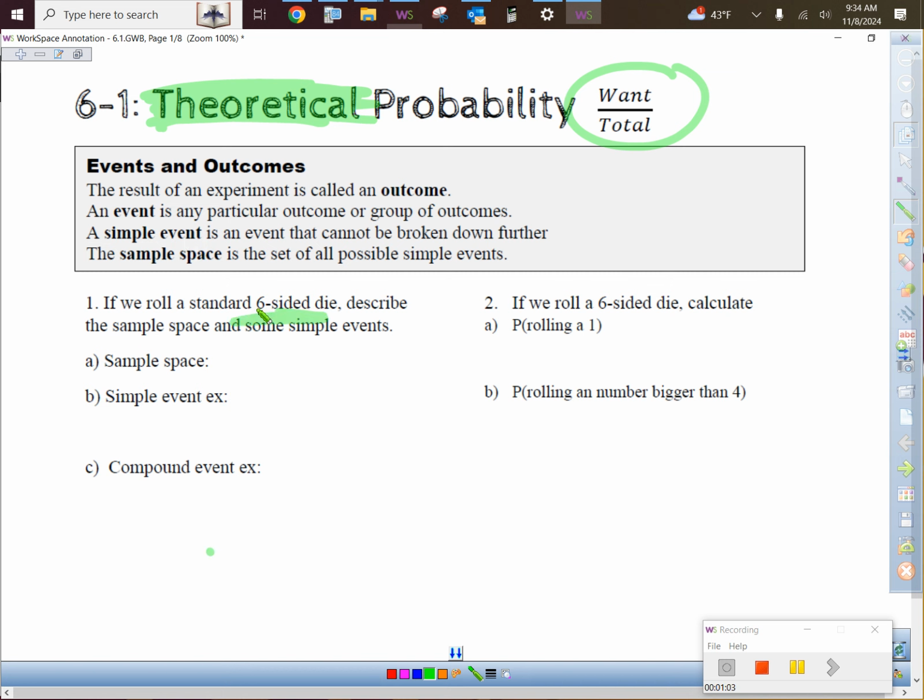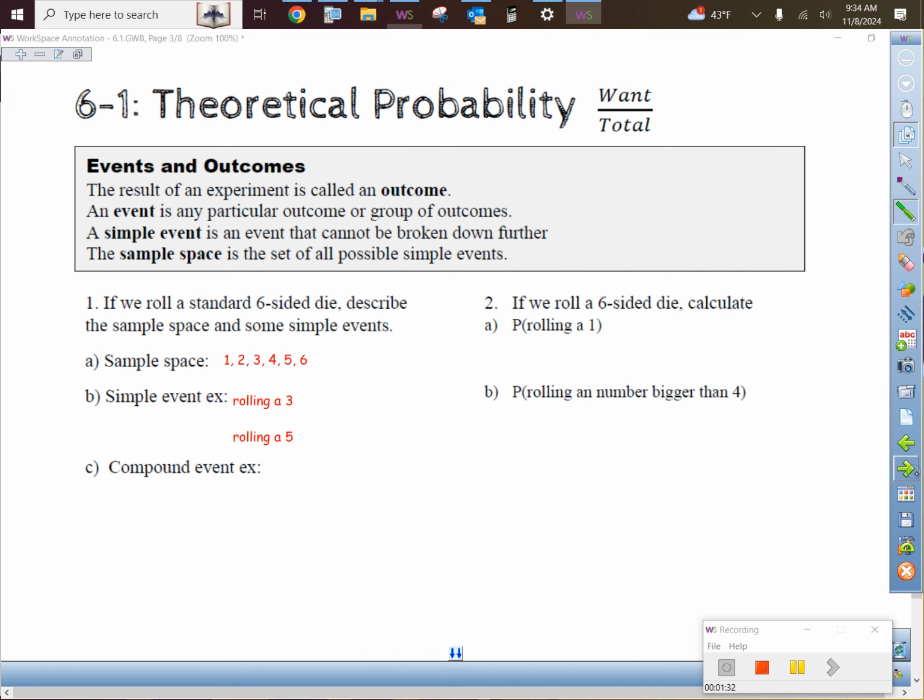If we roll a normal 6-sided die, describe the sample space. The sample space is all things that are possible. So if I roll this, what is possible? A 1, 2, 3, 4, 5, or 6. Are you with me on that? That is the sample space, all the possible outcomes. If it was a 7-sided die, it'd go up to 7. It's just how many sides it had. 6 sides, 6 outcomes. A simple event is an event that can't be broken down further.